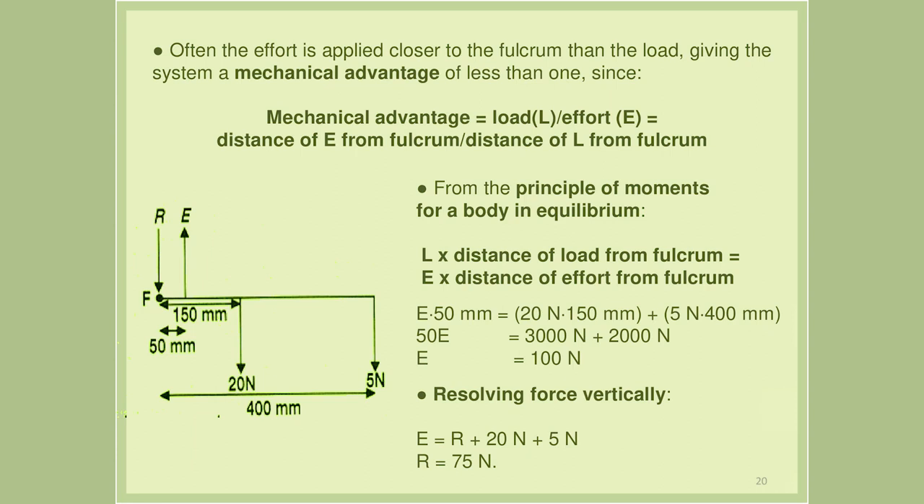This in turn equals the ratio of the distance of effort from the fulcrum to the distance of load from the fulcrum. And this ratio, you can see from here, is less than 1. Consequently, the resolving force vertically reveals that the force from the shoulder bone at the elbow joint equals 75 newtons. And this is just an example of the quantification of the function of the musculoskeletal structures.